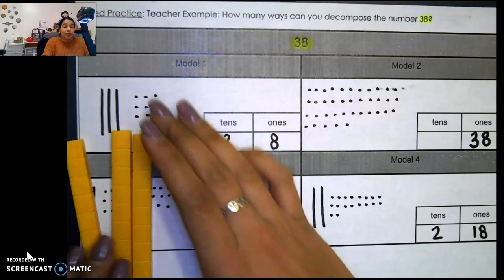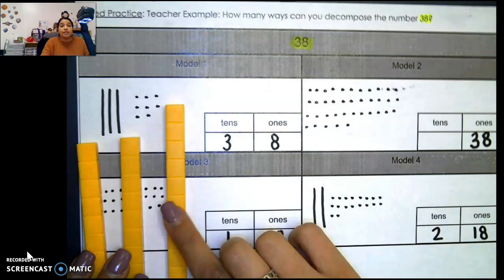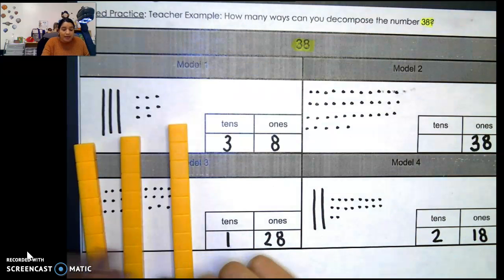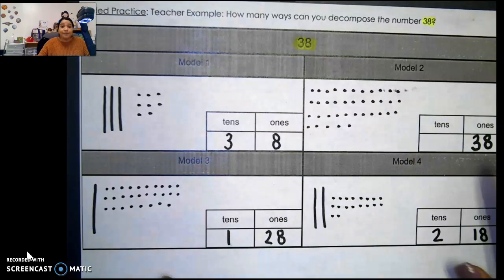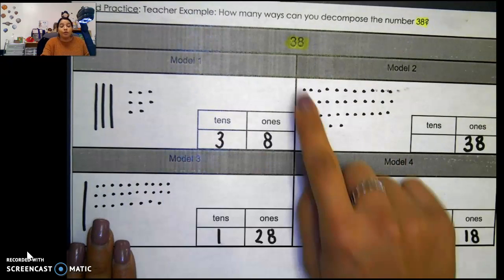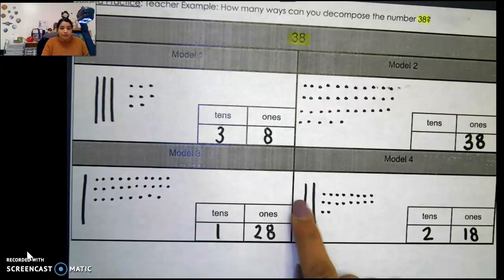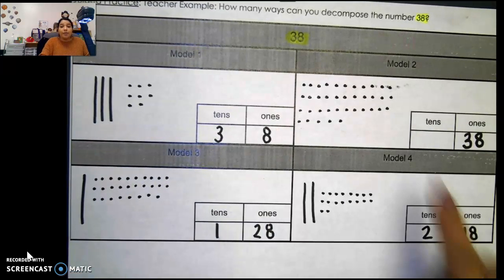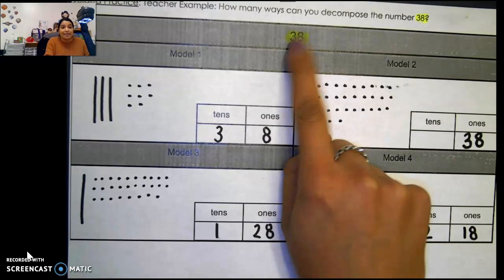So it's easier and a lot faster if we just count and use our 10 longs as much as we can, and we count by tens. But you can model 38 in 4 different ways, and a lot of different ways. They may look different, but each model still equals 38.